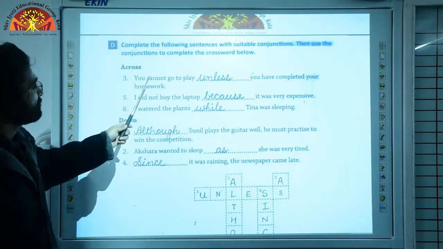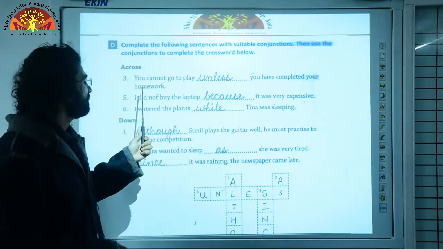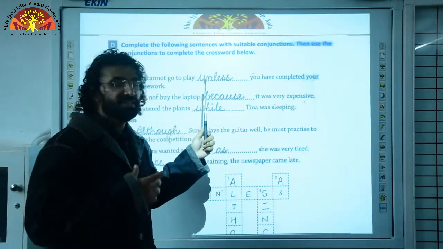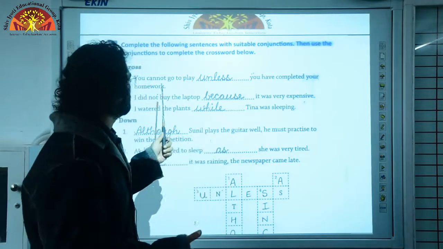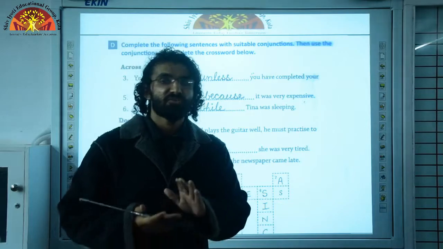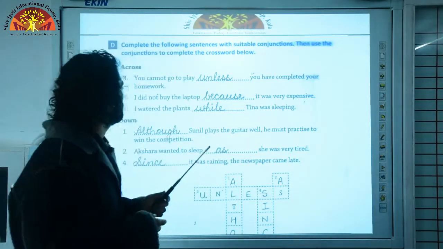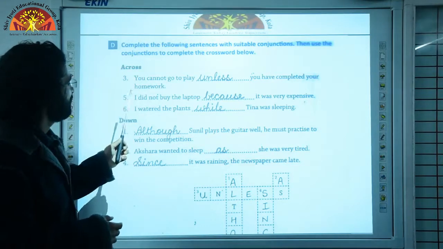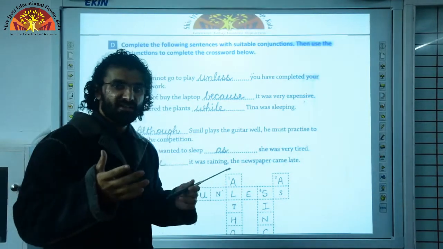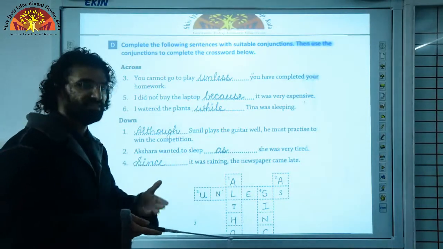Third one: You cannot go to play dash, you have completed your homework. So you cannot go to play unless you have completed your homework. Here this unless has been used as a conjunction, that you can't go to play unless you have completed your homework. Your father will not buy you a video game unless you score good marks in exams. Alright, you're getting it, where to use this unless.